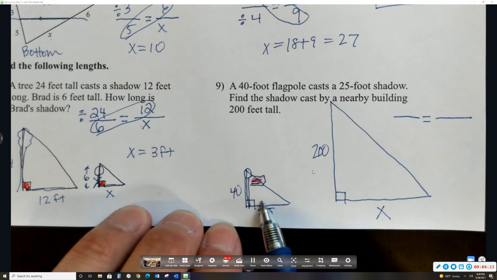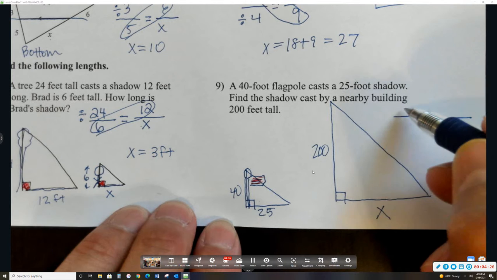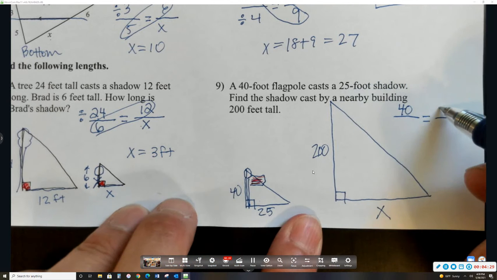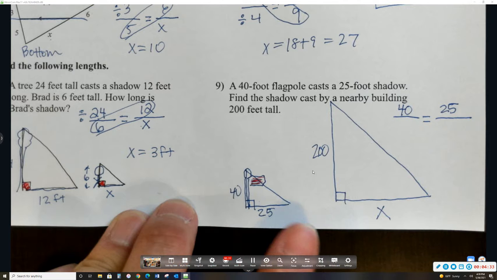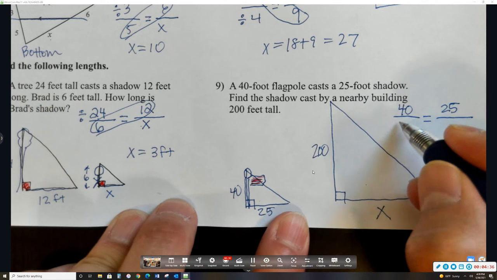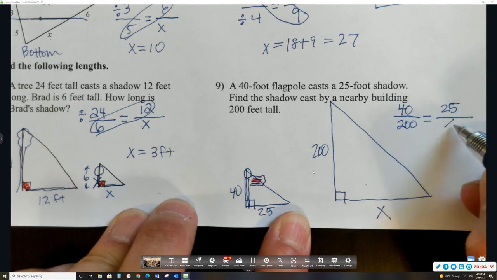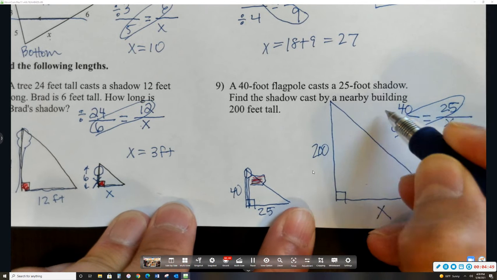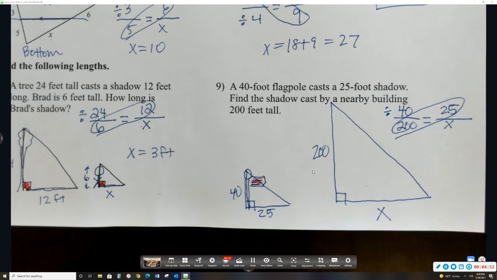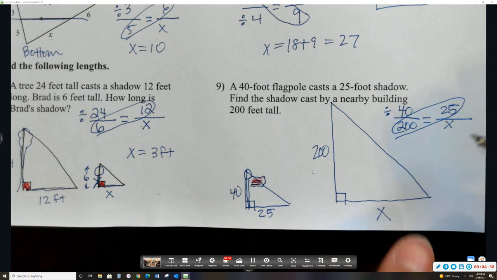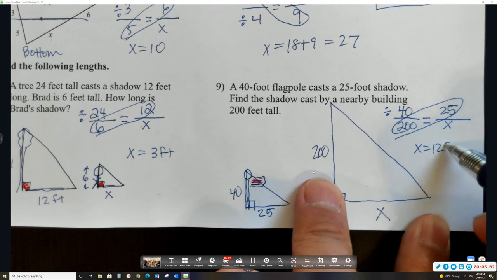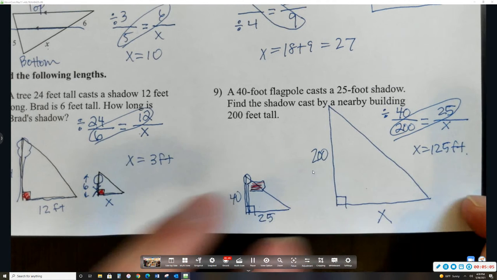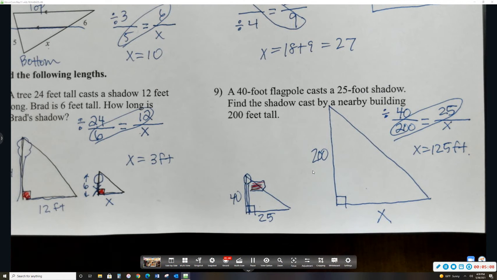So let's use the flagpole triangle. The flagpole height is 40. The shadow of the flagpole is 25. Now let's look at the building triangle. The height of the building is 200. And the shadow is what we're looking for. Okay, so those are the proportional sides. Cross multiply. Divide. And we get 125. So the shadow length is 125 feet. Okay. I'm going to flip it over and get to number 10.